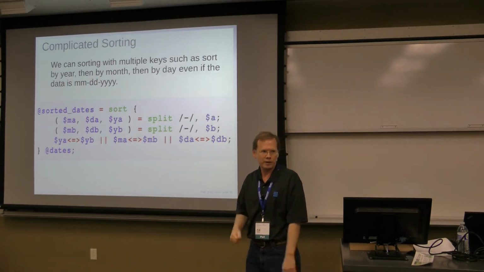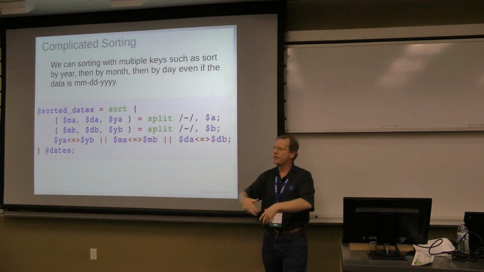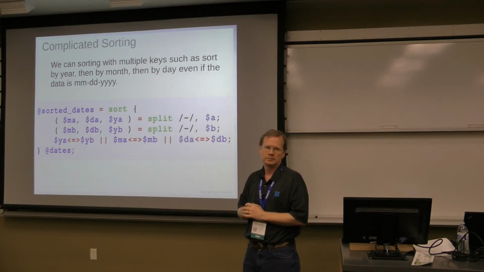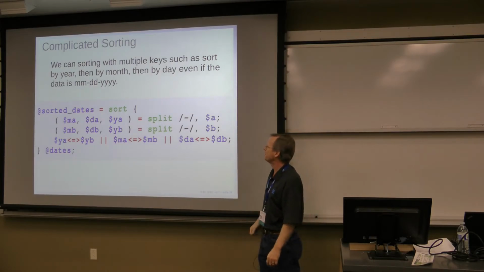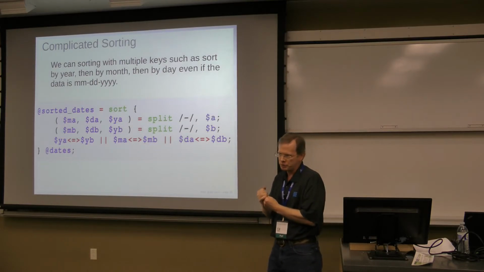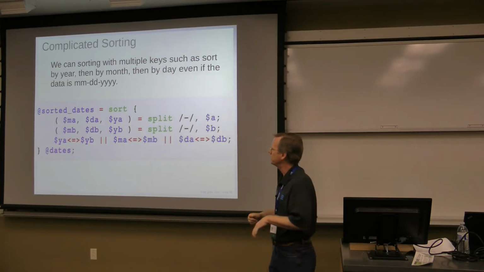But the rest of the world doesn't work that way. In fact, you go to Europe, or even Canada, or Australia, and they have day, month, year. Yeah, I know, it's terrible. So what we need to do is we need to say, let's sort by year first. And if the years are equal, then we need to sort by month. And if the months are equal, then we sort by the days.